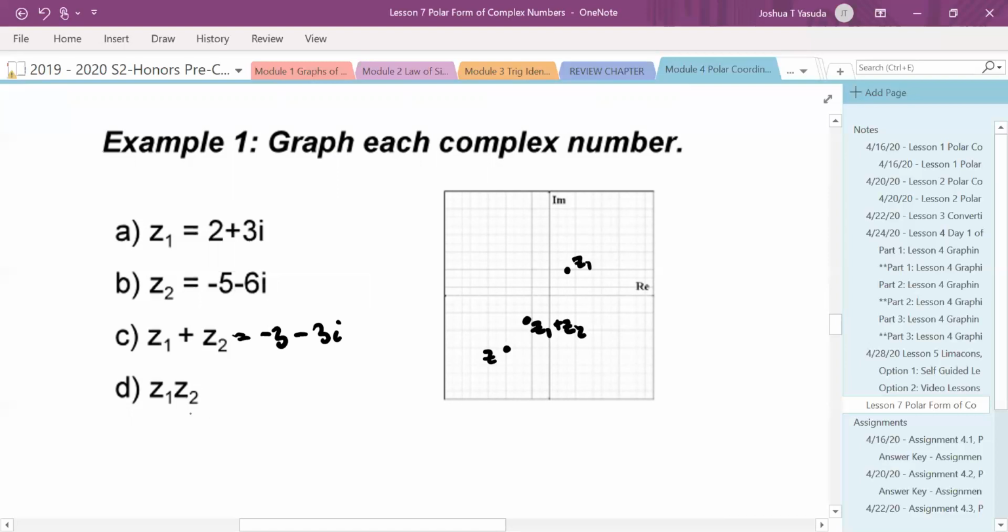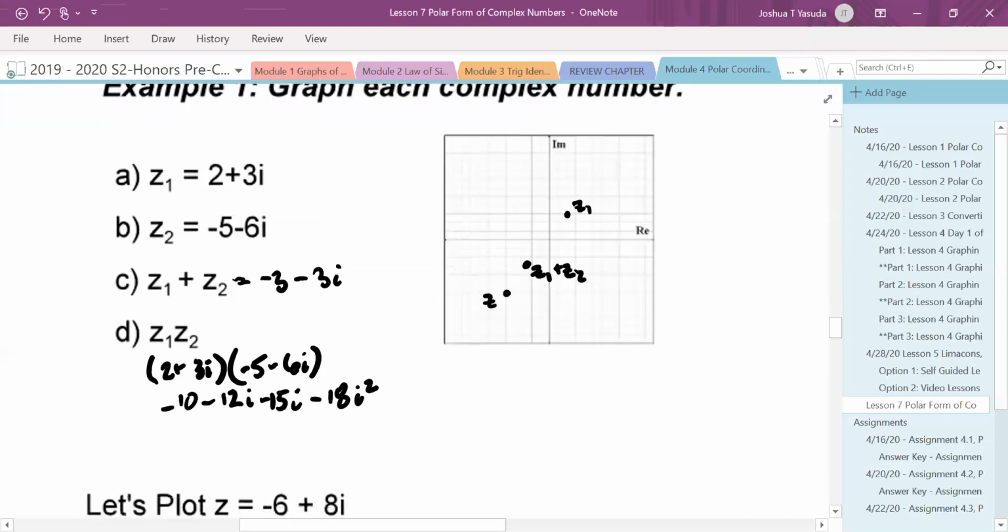Oh, multiply. Look at us getting wild. So 2 plus 3i times -5 minus 6i. Let's go. -10, -12i, -15i, -18i squared. Booyah. All right. i squared is going to be -1, so -1 times -18 is 18. So it's going to be 8, and then minus 27i. Does this seem right? That seems right. Maybe it seems right.